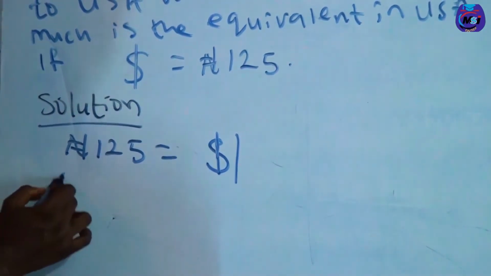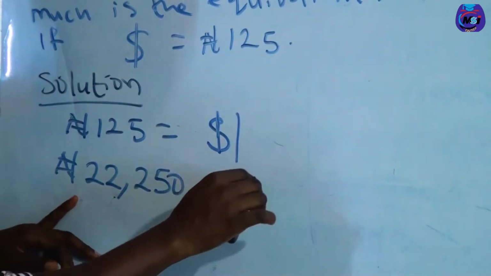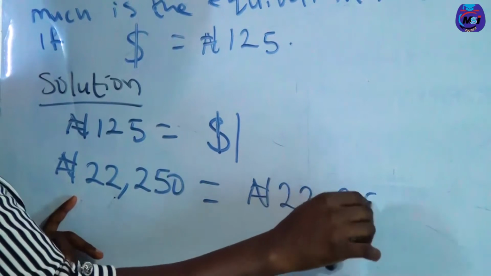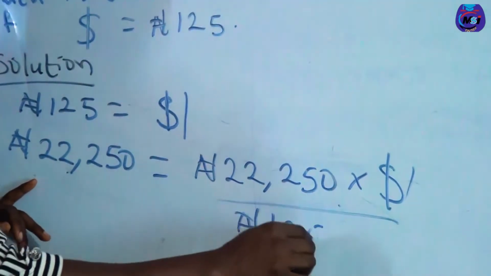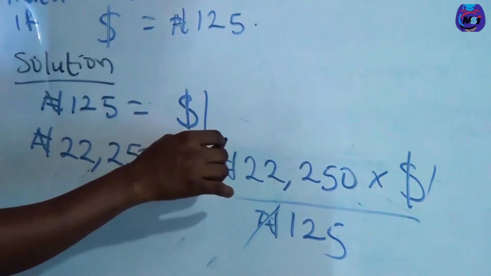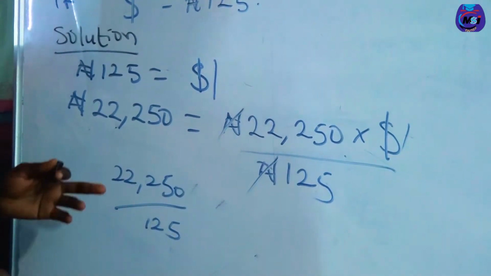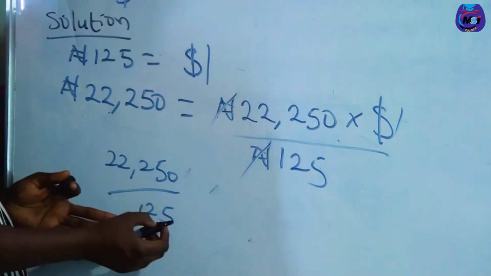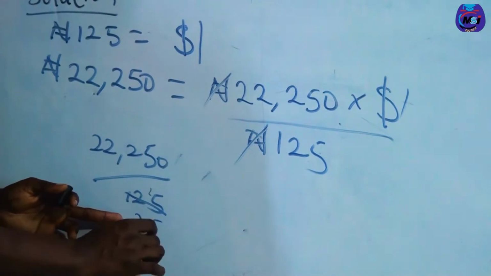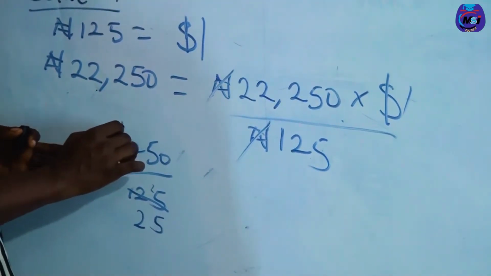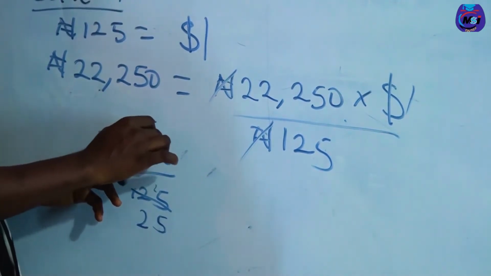So 22,250 naira would be equal to 22,250 naira times $1 all over 125. Now the naira crosses out the naira, and then we have 22,250 divided by 125. We could divide this way. 5 could divide. How many 5 can we get in 125? In 12, 2. Remainder 2. In 25, 5. 5 will divide 22 4 times. Remainder 2. In 22, 4 times. Remainder 2. In 25, 5 times, and then we leave the 0.